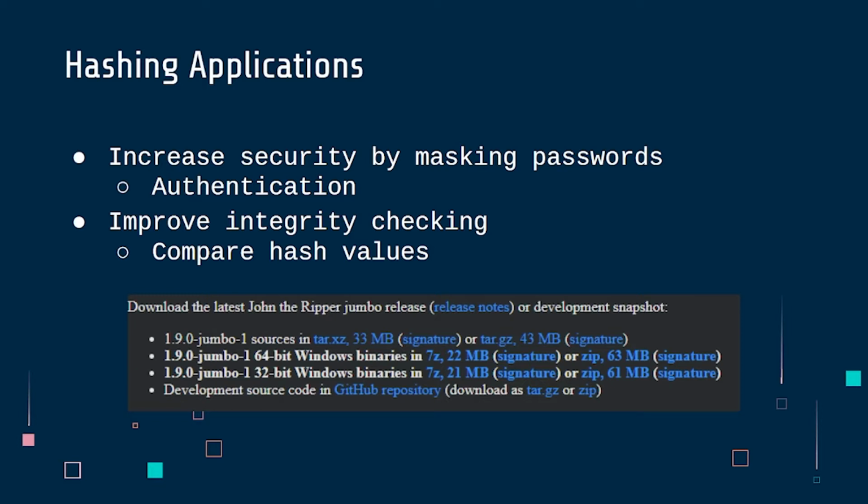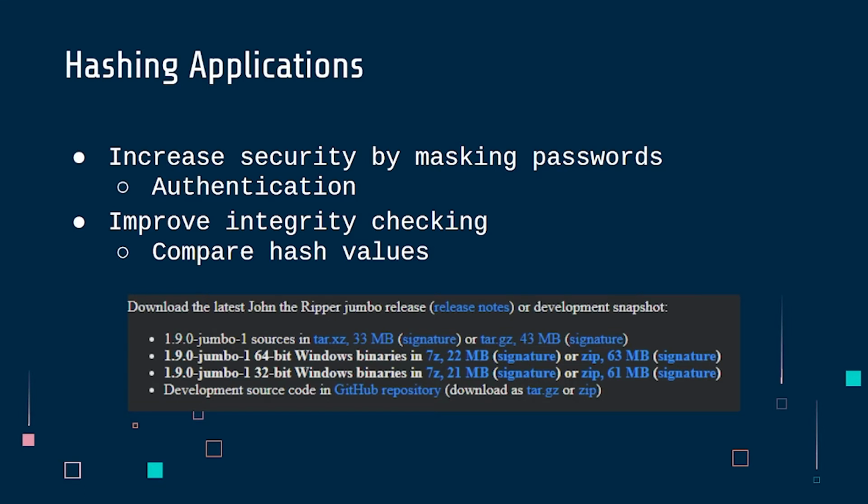The second hashing application that we're going to talk about is that hashing can improve integrity checking. Integrity checking is basically, say you go to download some kind of software. In this screenshot, you can see that we're trying to download this tool called John the Ripper. John the Ripper is actually a password cracking tool that we're going to talk about later.